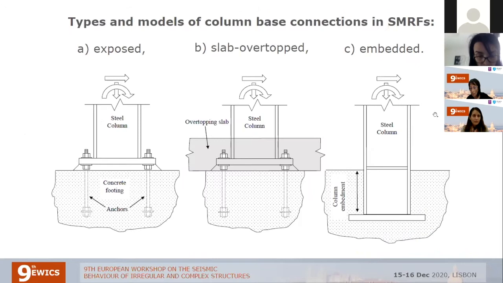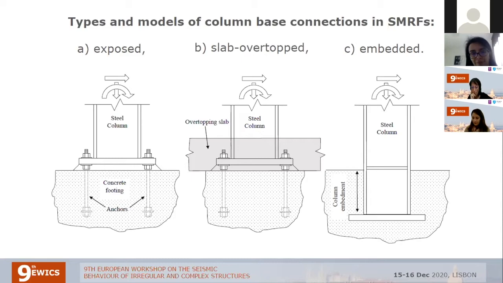Recent research revealed that column base flexibility, which in current engineering practice is usually modeled as either pinned or fixed, may have a relatively large impact on the seismic response of steel moment frame buildings. Right here, you can see the three most popular types of column base connections. Starting from the left, we can see the exposed column base connection with anchor rods. Then there's a slab overtopped base connection, and finally the embedded one.